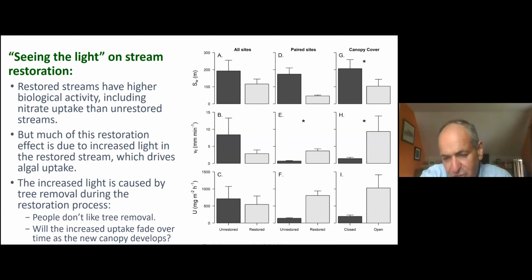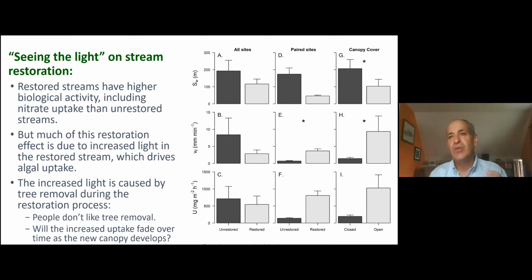It's because, again, you get nitrogen credits for this. And so we see that there's a real functional benefit for the stream restoration. But the challenge is a lot of that is driven by light. So these restored streams, because either they didn't have trees when the project began, or the trees were cut down as part of the project, there's a lot more light shining on that stream. And if you shine light on the stream, it makes the algae grow more, and the algae take up more nitrate. So we have this nitrate uptake increase, which is good, but a lot of it is driven by the fact that there's more light because there's no trees.